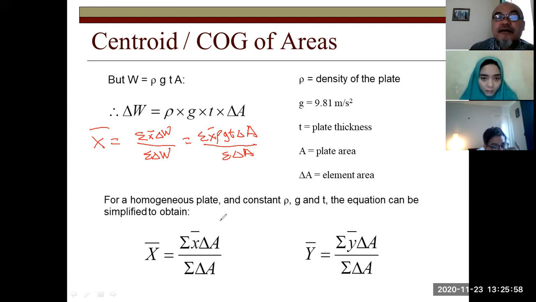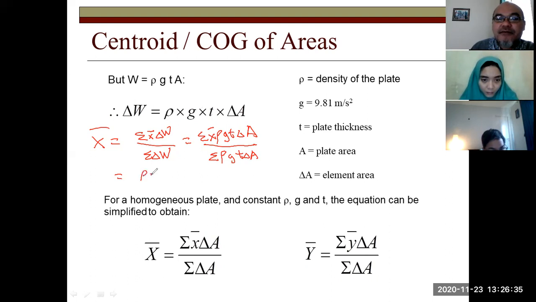Sorry, not sigma delta A, sigma rho g t delta A. Since rho is constant, the density across the plate is uniform. G is also constant. Let's assume it is constant because it is a limited surface area, not going across the whole Earth. The thickness is also uniform. So we can put the factors rho, g and t outside of the summation.